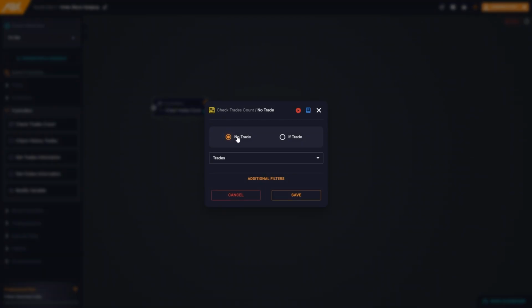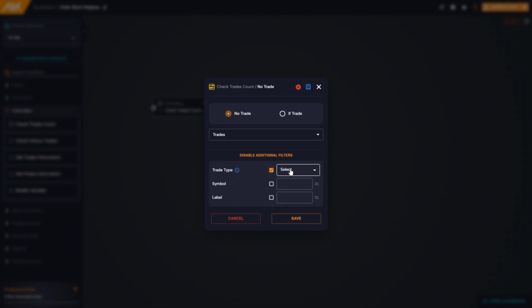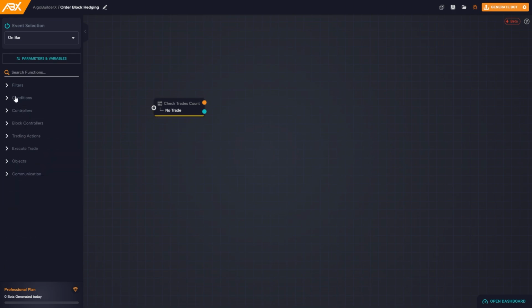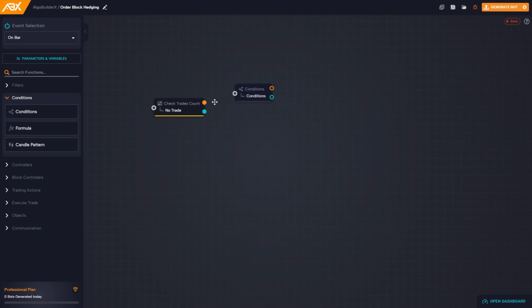Select No Trade, enable the filters, and choose Buy. This allows us to distinguish between buy and sell trades, enabling us to have a maximum of one buy and one sell trade simultaneously. Now, let's create the condition for the price ROC.